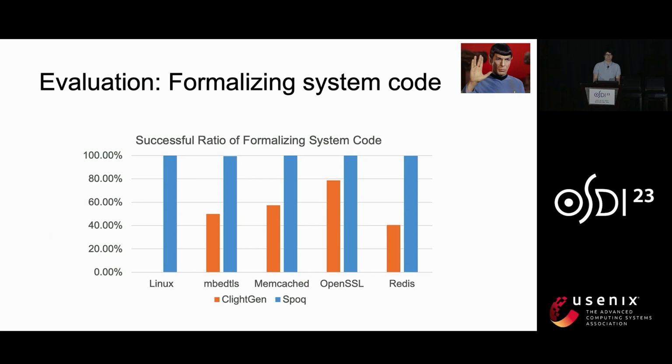Then to evaluate Spoq, we first compare Spoq with SelectGen on formalizing system code. We tested them on 5 open source projects, and the result shows that Spoq successfully formalized over 99% of the code for all the projects, while SelectGen fails on a large portion of each project.